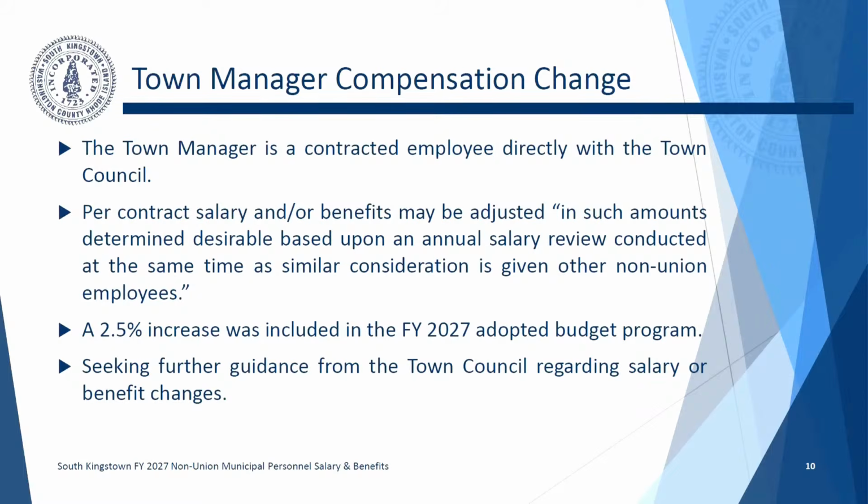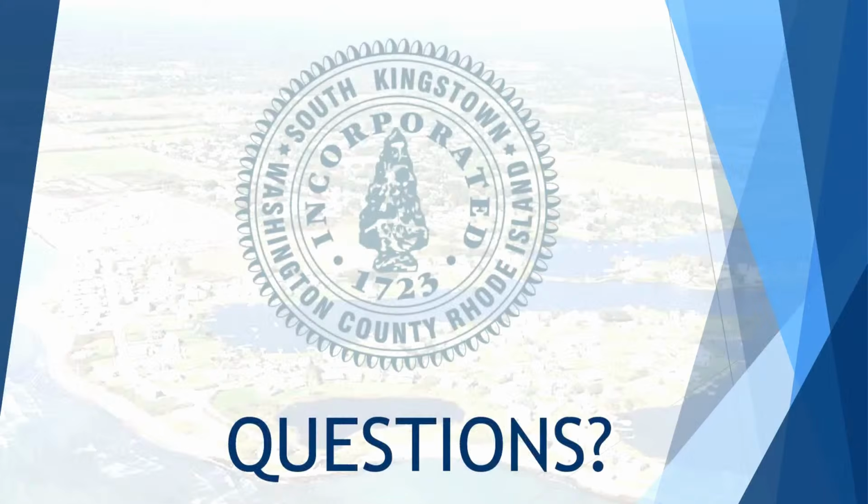The manager's contract refers to the non-union pay plan and guidelines as far as benefit and salary adjustment. As a reminder, this year is a 2.5%. The council has full purview over the manager's salary. The contract just refers to the non-union adjustment as a reference guide. So I'm bringing that to your attention and asking for some guidance in personnel if that's the direction you're heading, or if there's an alternate adjustment there. And then I'll answer any questions that you have.